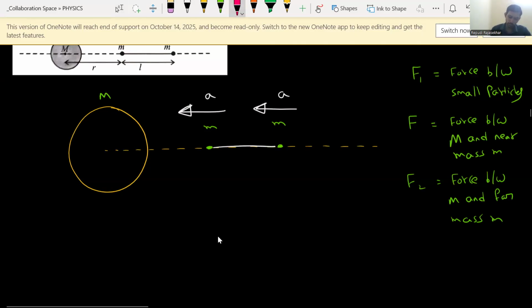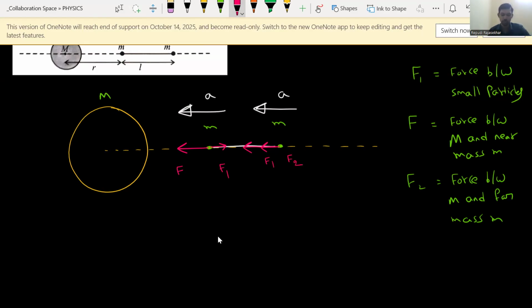Right. Now, to write the equations, what forces are acting? On this particle, one force acting is F, and the other force acting is F1, as we have taken. On this particle, F1 is acting, as well as another force, that is F2.